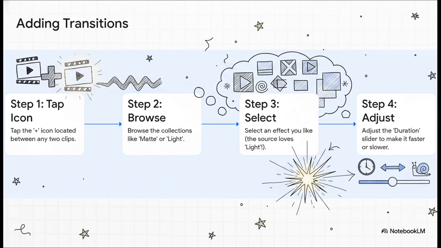And the best part? Adding them is so easy. You just tap that little plus symbol that pops up between your clips. You'll get a whole menu of options. The light effect is a great one to start with, but definitely play around. You can even use that little duration slider to control exactly how fast or slow you want the transition to be. All right, our video is looking pretty good, but how does it feel?